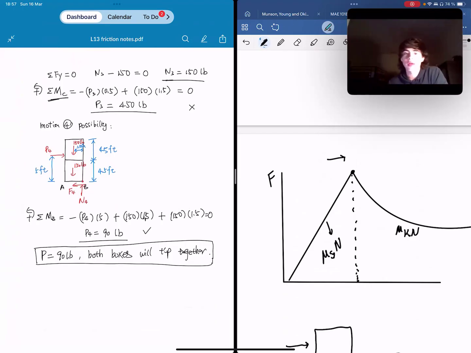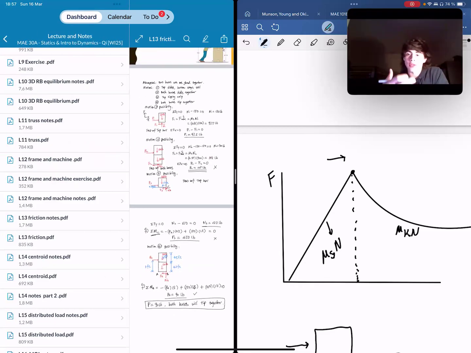How do we prove it? Whichever case requires the least force is the first one that is going to happen, because you start applying zero force and then you just keep incrementing, right? So whichever one required the least force is what is going to happen first.